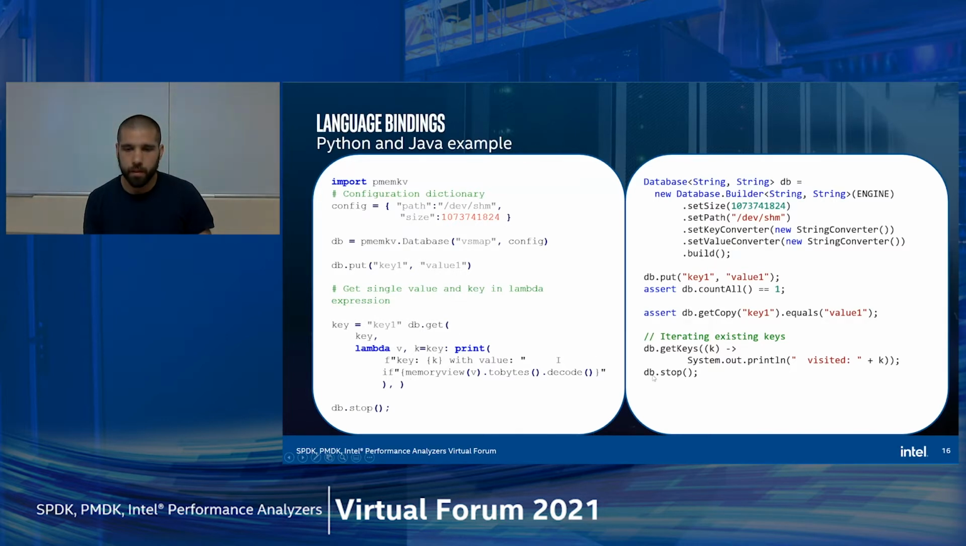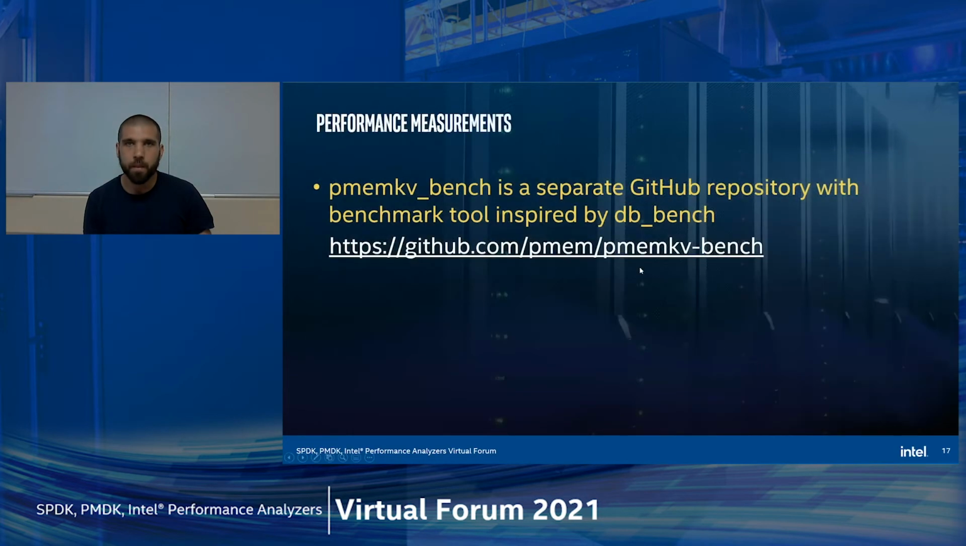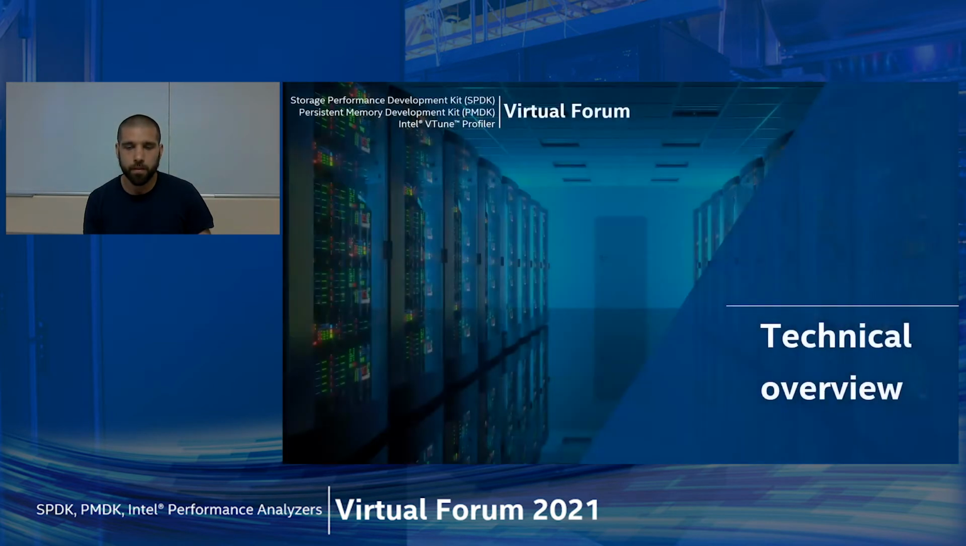Here and here, we may see how to pass lambda expressions from Python and Java to our get methods. We also provide pmkv-bench, a benchmarking tool inspired by db_bench, which helps us measure and optimize the performance of engines. It may be very helpful for people who want to contribute engines. Okay, thank you. That's all for the first part.